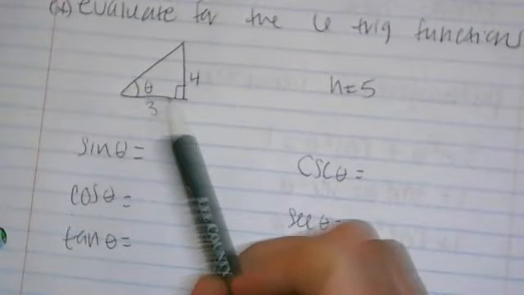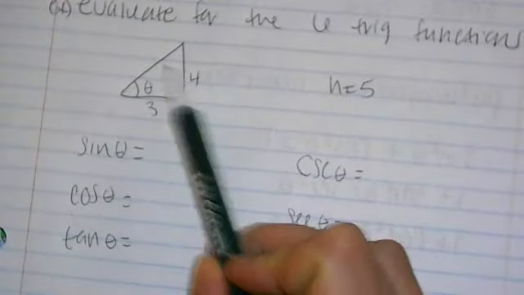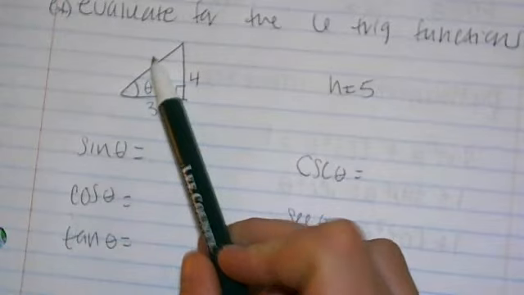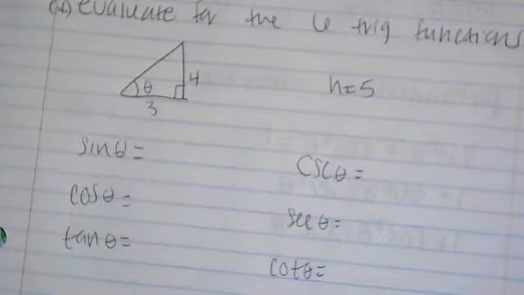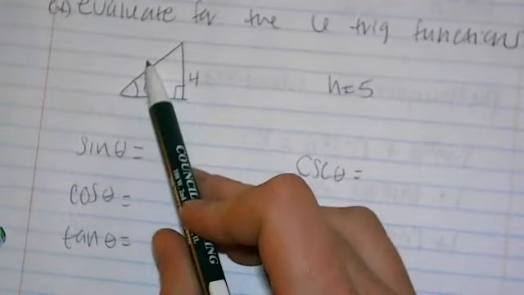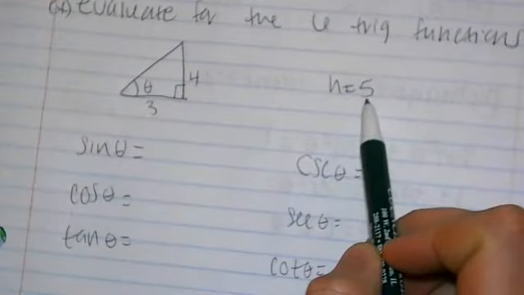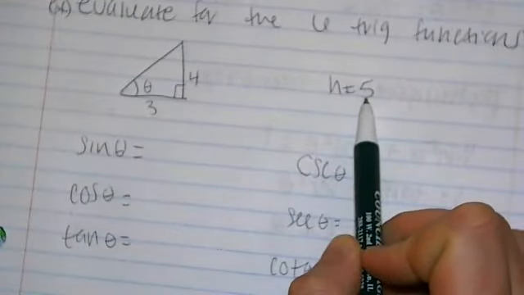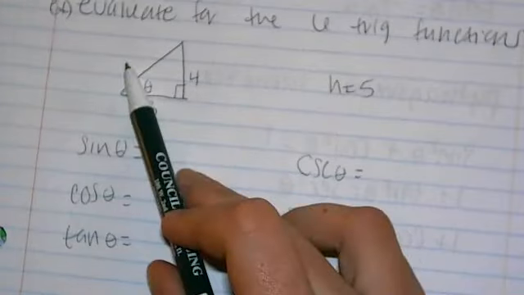We want to evaluate the 6 trig functions for the following triangle. So this is a 3, 4, 5 triangle. That's just a Pythagorean triple. If you don't know Pythagorean triples, another way you could have found this was by using the Pythagorean theorem, right? A squared plus b squared equals c squared, and solving for c. You would get that your hypotenuse equals 5. Again, a 3, 4, 5 triangle.